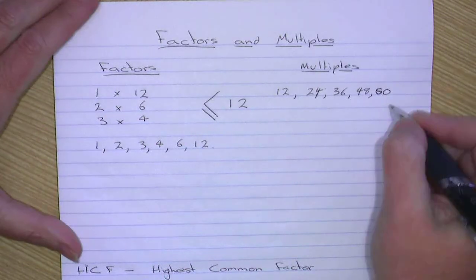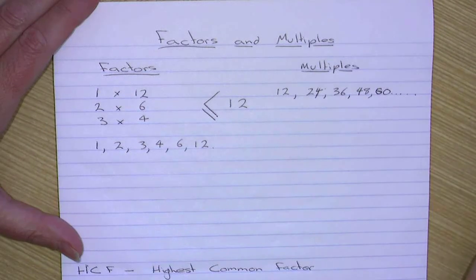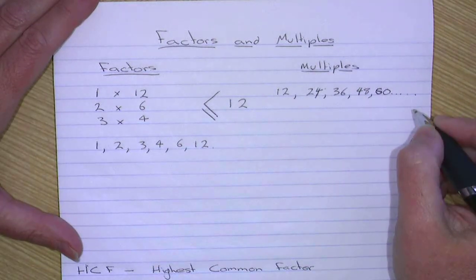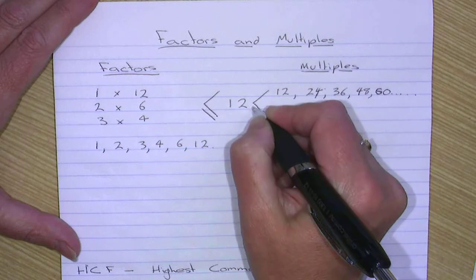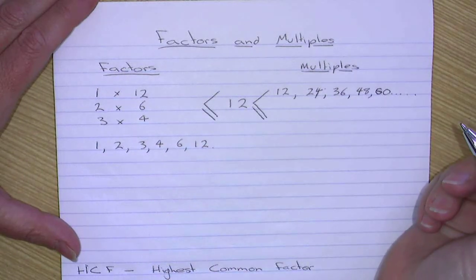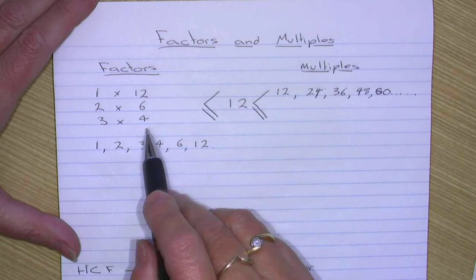But what you'll notice is this will continue on to infinity. There are an infinite number of multiples of 12. But what you'll notice about them all is they're all greater than or equal to the number 12. So that's our factors and multiples: factors are less than or equal to 12, multiples are greater than or equal to 12.